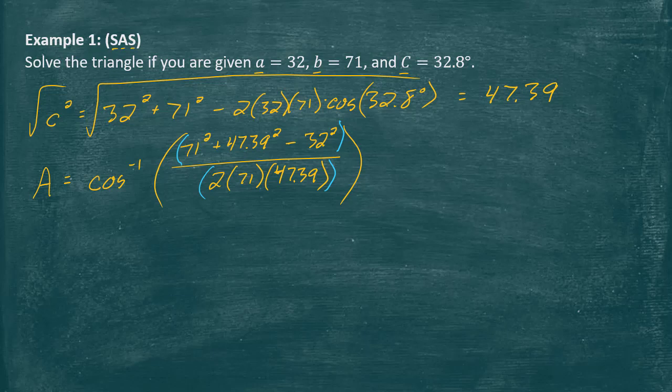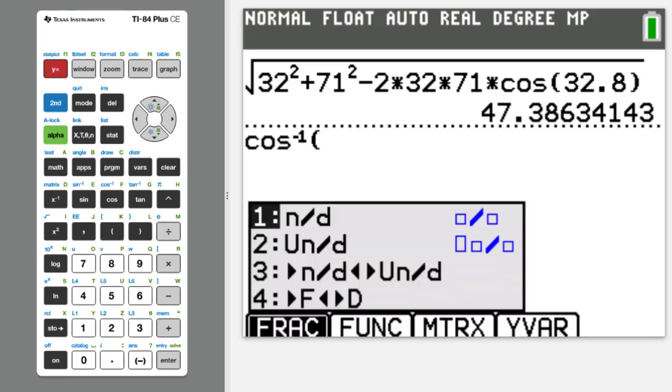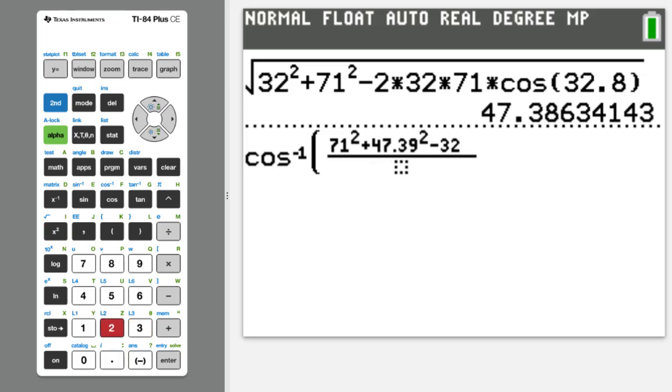So again, I'm going to model this using that fraction template and see what this actually turns into, and we'll round it when it's there. So I'll get my approximation sign. Here I'm going to bring in the arc cosine, and then the fraction template, alpha y equals, which gets me that top and bottom that I can now use, and I'll type it in. So I've got the 71 squared plus the 47.39 squared minus the a, which was 32 squared. Then all of that will be over 2 times the 71 times the 47.39.